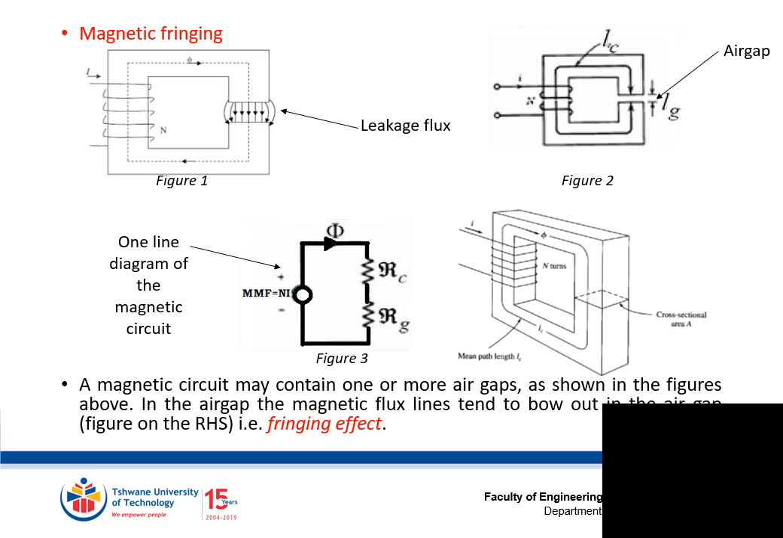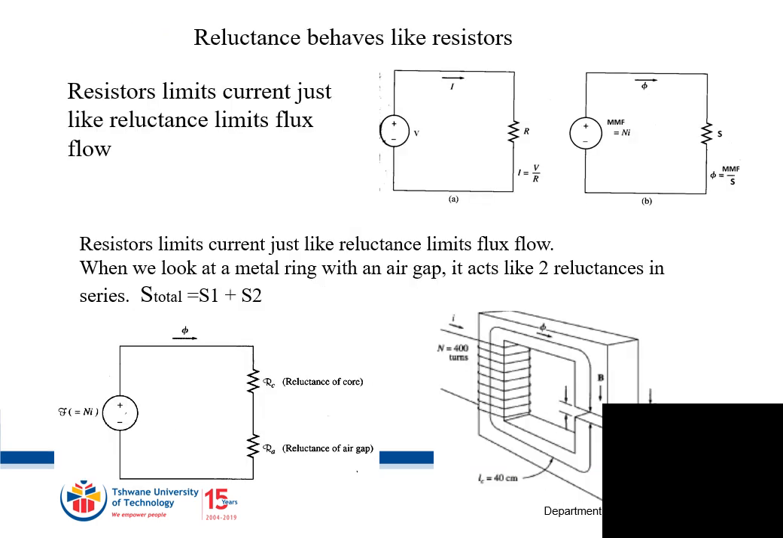Now, to calculate the total reluctance of the circuit, for example, if we use an electric circuit to calculate the total resistance, it will be the resistance of the core plus the resistance of the air gap. So in this case, total reluctance of the circuit will be the reluctance of the core plus the reluctance of the air gap. Reluctance behaves like resistors in an electric circuit. Resistors limit the current just like reluctance limits the flux flow. When you look at the metal ring with an air gap, it acts like two reluctances in series.